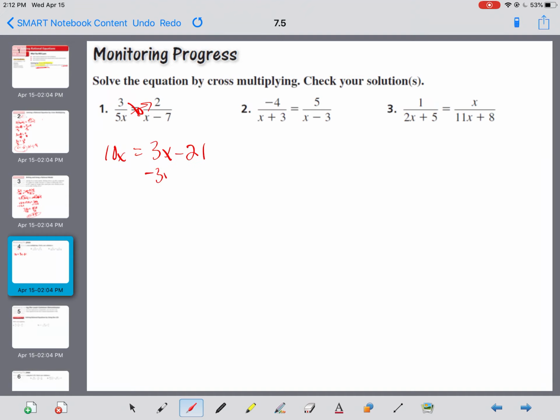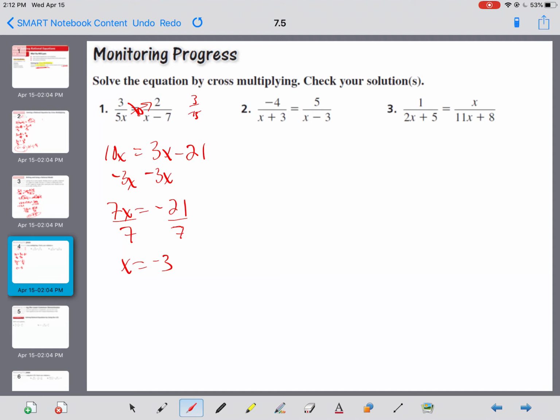All right, here we go. Cross-multiply. 5x times 2 is 10x. 3 times x is 3x. 3 times 7 is 21. Move the 3x. 7x equals negative 21. Divide by 7. X equals negative 3.